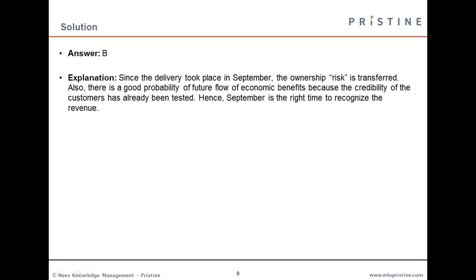Also, another reason for recognizing the revenue in September itself is because there is a good probability of future flow of economic benefits. Because the customers have been already tested by the company and the credibility has been gauged. And only those customers who have good probability are given the facility. So September is the right answer.